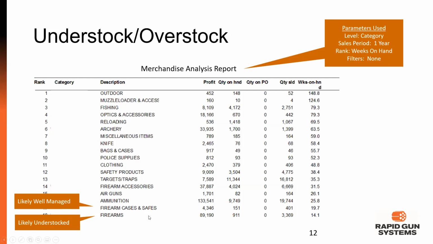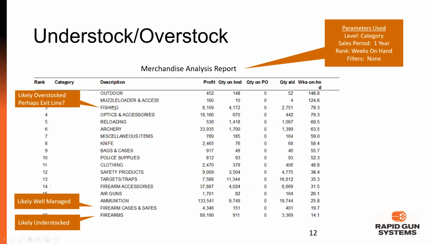Our firearm cases and safes, my best guess is at about 19 weeks of supply, so this is being managed pretty well. There may be some tweaks that you want to do on an item basis, but overall, this sample data doesn't show that we've got a big problem.